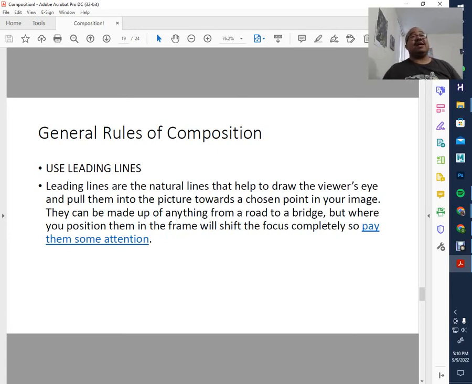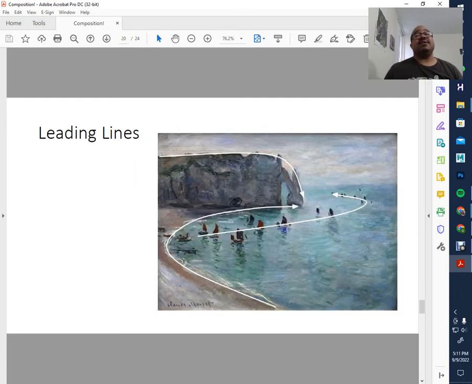So using leading lines as well. Leading lines are natural lines that help draw the viewer's eye and pull them into the picture towards a chosen point in your image. They can be made up of anything from a road to a bridge, but where you position them in the frame will shift focus completely. So pay them some attention.